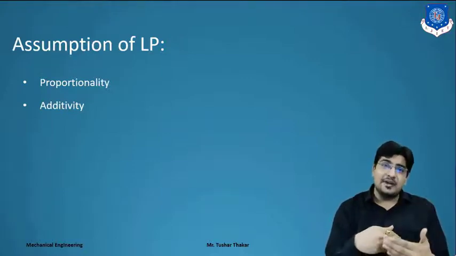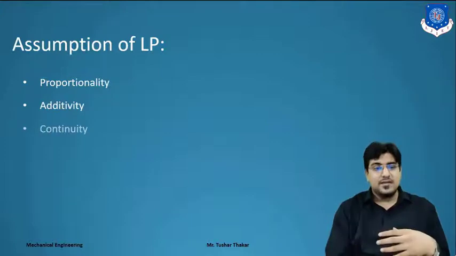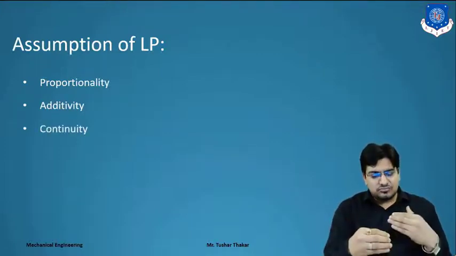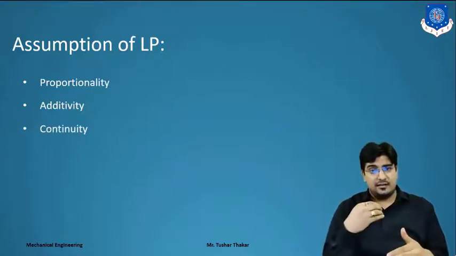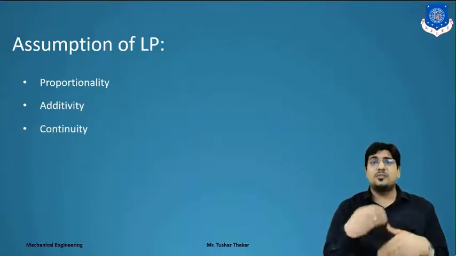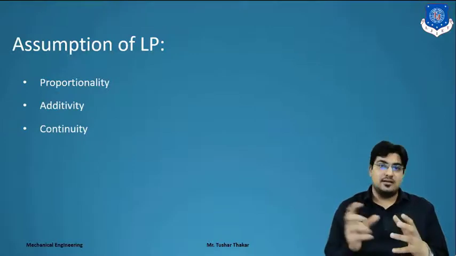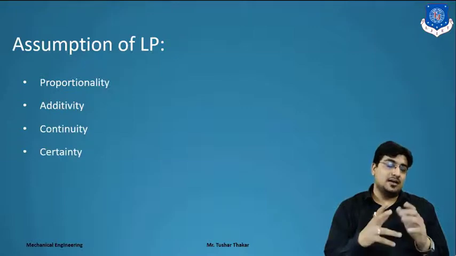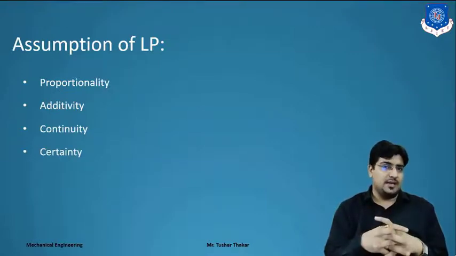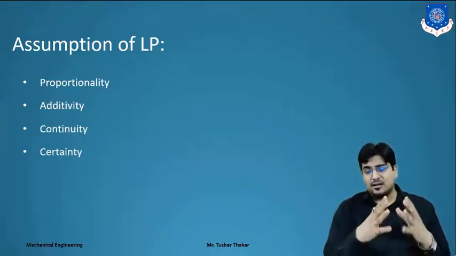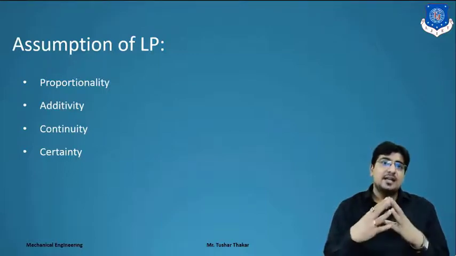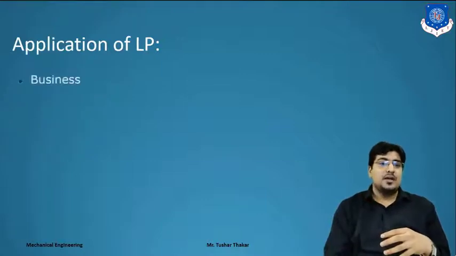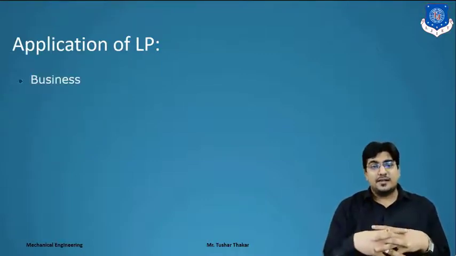Additivity: you have to add your properties together, right? Continuity: you have a continuous way. For any product we can have 4.5 products, 4.3 products, so we always have real values, right? Then there is certainty in linear programming, which means you have certain constraints, certain decision variables, and a certain objective function for a linear programming, right?